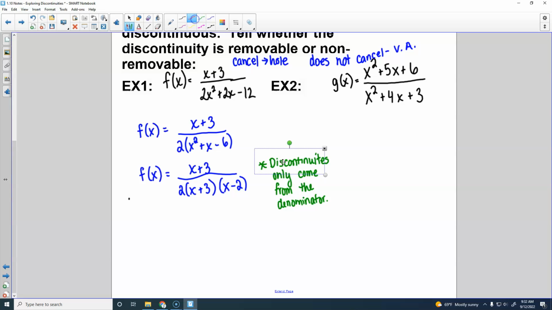Maybe it might help you to remember discontinuity and denominator both starting with D. We only look at the denominator to tell where our discontinuities are. The numerator just helps us decide what type of discontinuity we have. So, for this problem, I would know here that x plus 3 cannot equal 0, so at x equals negative 3 and x equals positive 2, I have discontinuities at those points. Okay, so those are my discontinuities.